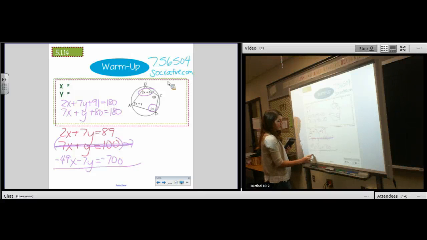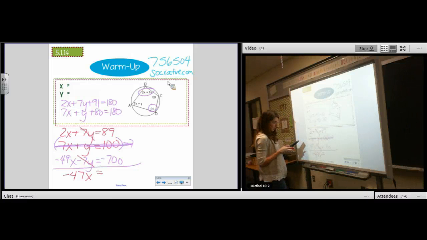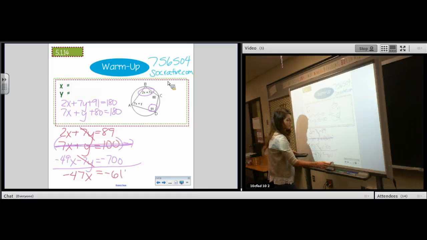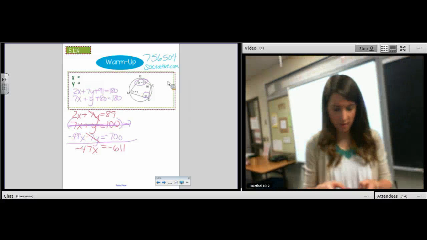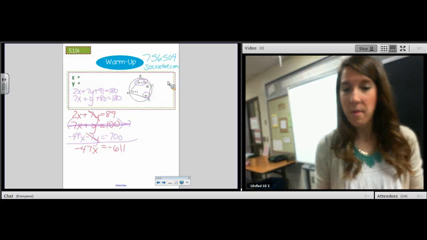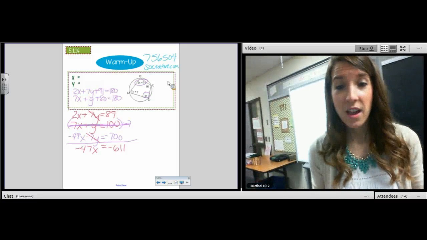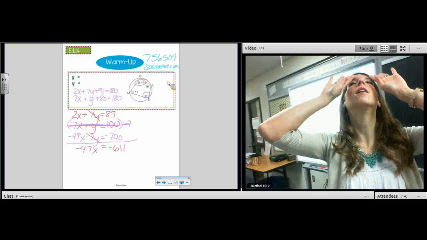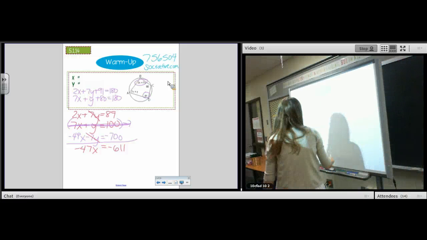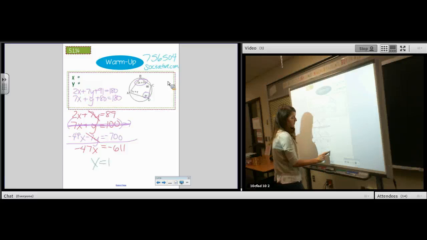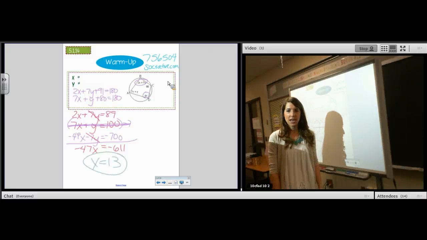2x minus 49x would be -47x. The y's are going to cancel, and that's going to equal -611. At first glance, you're like, oh my gosh, that looks awful. I did something wrong. But no, you take 611 and you divide it by 47, and you're like, phew, it's an integer. Yay. So you divide those, and you get x is lucky number 13.